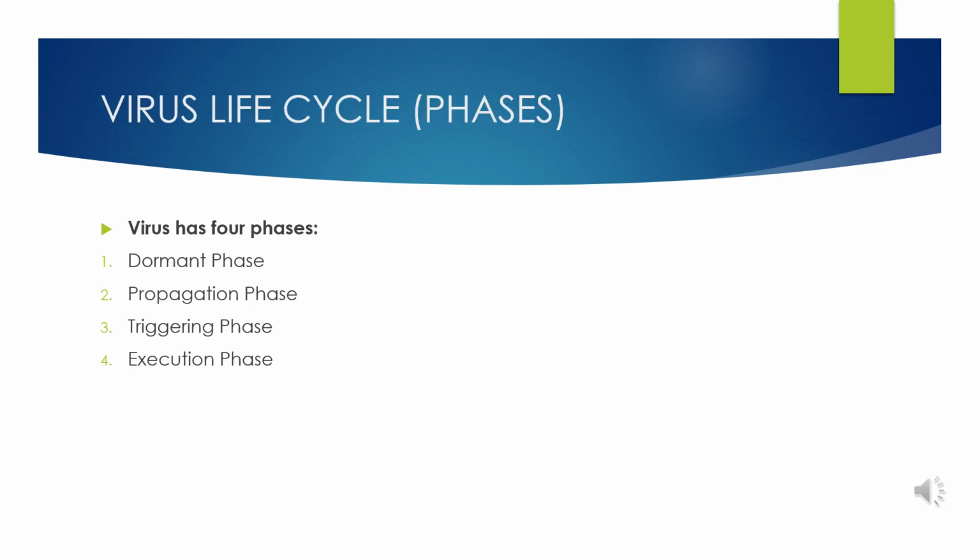Now let's learn how a virus works step by step. This process is called the virus life cycle. A virus usually has four main phases. 1. Dormant phase. 2. Propagation phase. 3. Triggering phase. 4. Execution phase. Let me explain each phase simply.